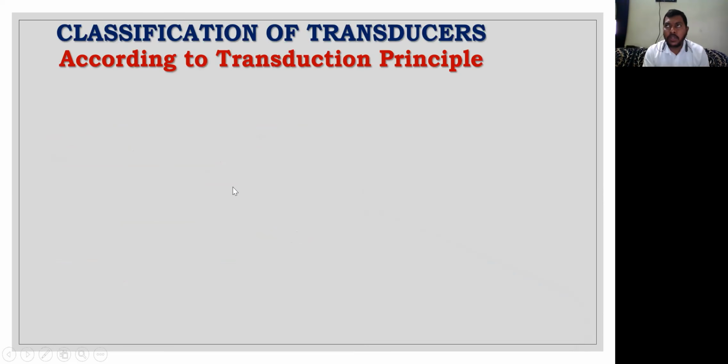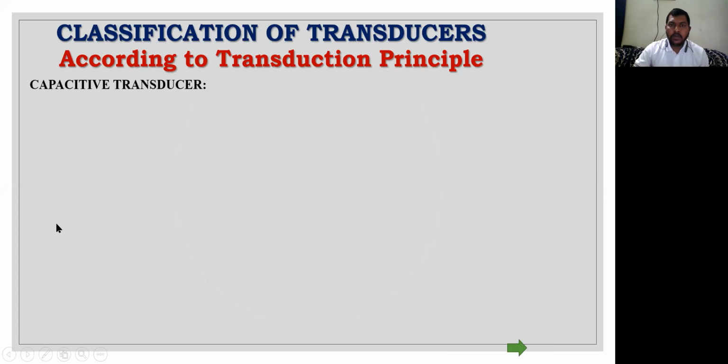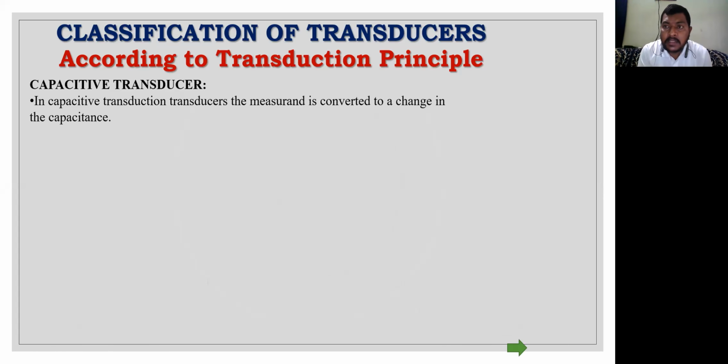Now, the classification of transducers according to the transduction principle. Now how are they going to work? According to the principle of their working, we can classify those transducers. So, according to the working principle, we are having capacitive, electromagnetic, inductive, piezoelectric, photovoltaic, photoconductive. So depending on the working principle, we will go one by one. According to the transduction, the first one is the capacitive transduction.